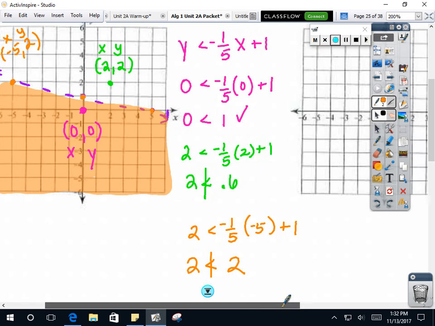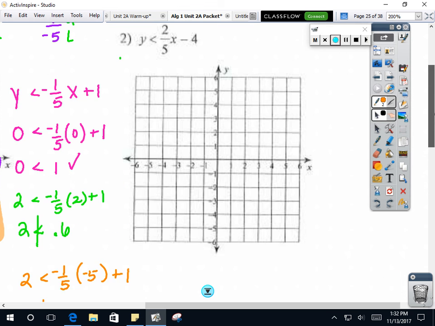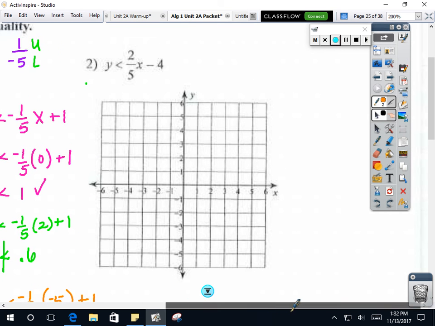Okay, now let's look at the second one. For number 2, what is the slope? Which means you're going to go up 2, right 5. What is the y-intercept? That's what you plot first, so you'll put it on the y-axis at negative 4, and then from there up 2, right 5, or you could have gone down 2, left 5.